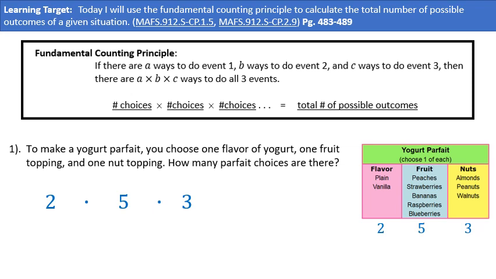2 times 5 is 10. 10 times 3 is 30. There are 30 different options of yogurt parfait that we have to choose from. That's it. Think about your number of options and multiply them together. Pretty easy, right? It's going to get a little more complicated, but it starts off pretty good.